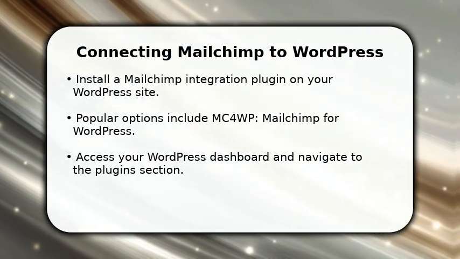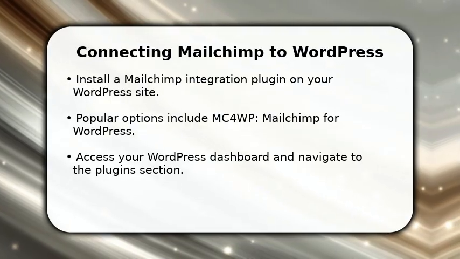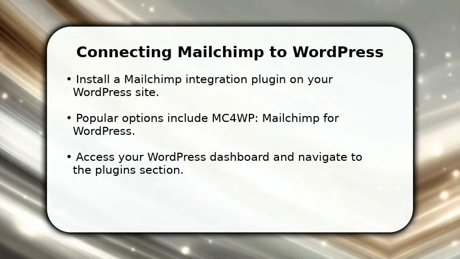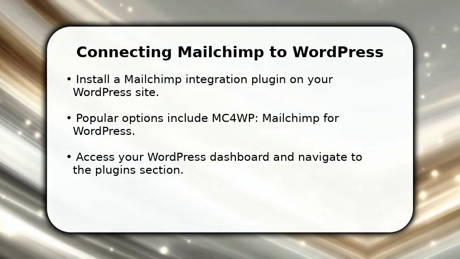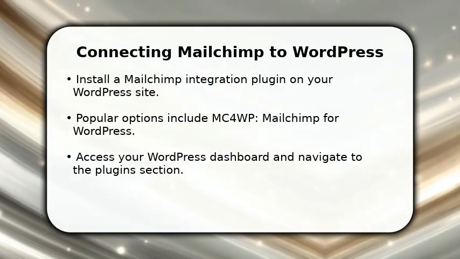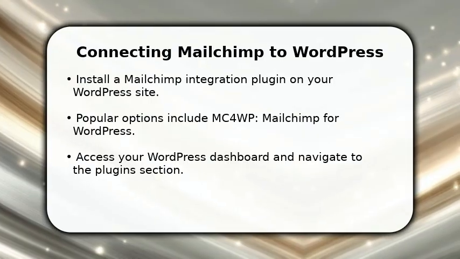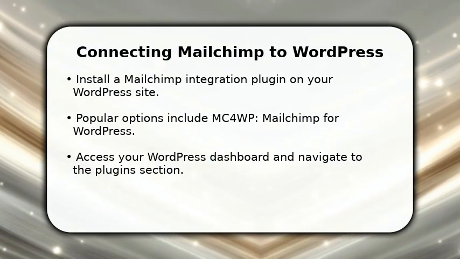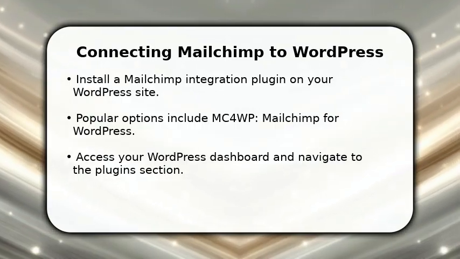First, log into your WordPress dashboard. Navigate to the Plugins section on the left-hand menu. Click Add New and search for Mailchimp for WordPress, or MC4WP. Install and activate this plugin, which is used by over 1 million websites. This essential first step sets up the bridge between your site and Mailchimp.